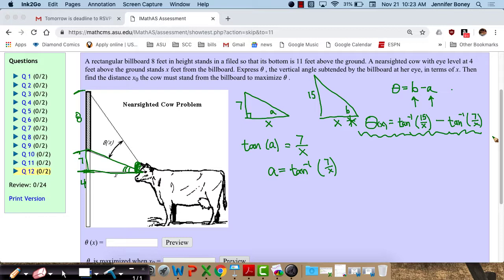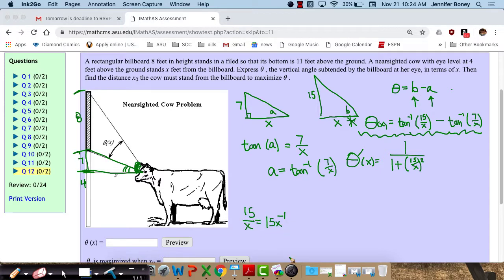So, we've got slightly messier things here, but if I want to take the derivative of theta with respect to x, I've got two terms. They're going to be similar terms. 1 over 1 plus x squared, well, it's 15 over x in this case, that gets squared. And then chain rule times the derivative of 15 over x, which should be negative 15x to the negative 2, thinking about 15 over x as 15x to the negative 1 and taking a derivative of this.